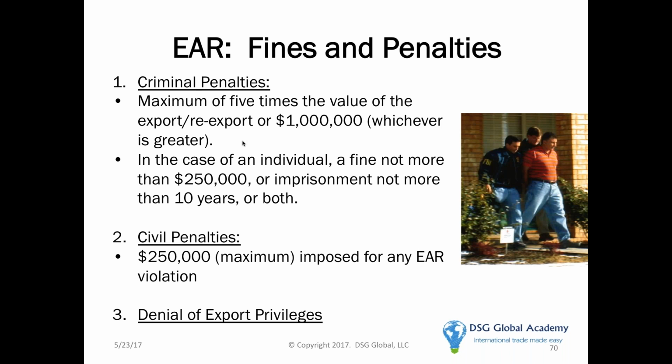Wow, it could go up to $1 million if it's a criminal penalty, but civil penalties can go up to $250,000 per violation. But the government could also deny export privileges to you. So that's also significant.